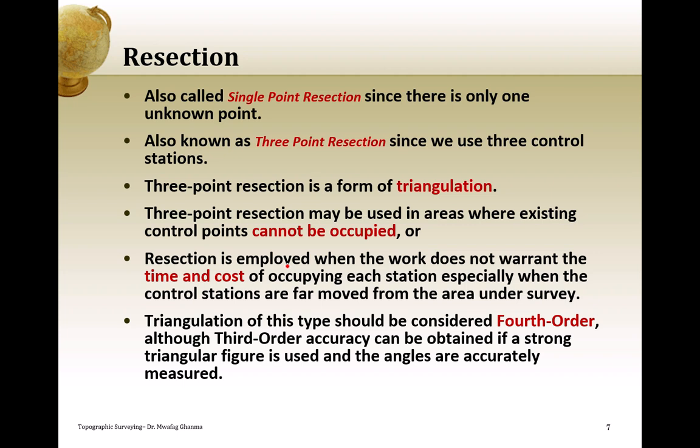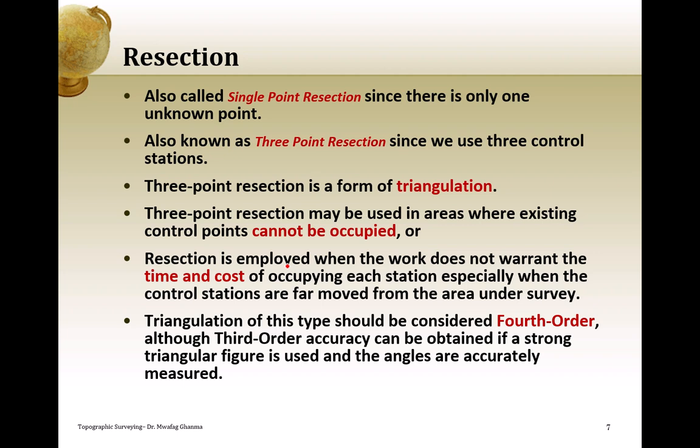Also, since we are occupying just the unknown station, the number of setups will be reduced. So this will save time and save cost because we are not going through all these points, setting up and doing the measurements. Due to the limited number of measurements, the accuracy level of this triangulation will be kept at the 4th order. But if we add one more point or we measure more angles, then this can be considered a 3rd order, and this is the maximum.